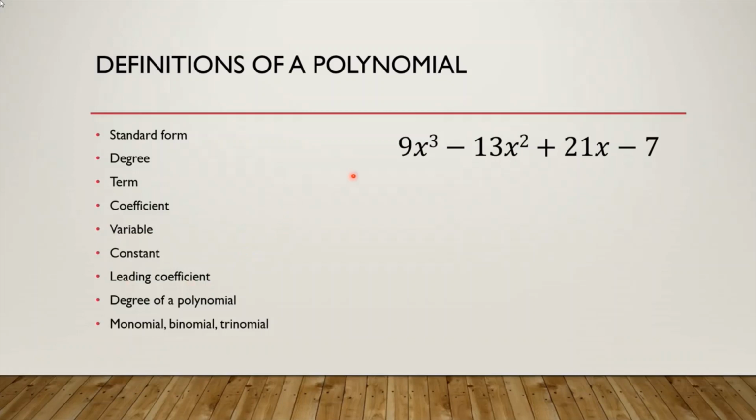The leading coefficient, when it's in descending order, is the number in front of the variable term with the highest degree. The degree of the polynomial would be the highest out of all the powers. So this has 1, 2, and then the highest one would be 3. So the degree of the polynomial is 3.